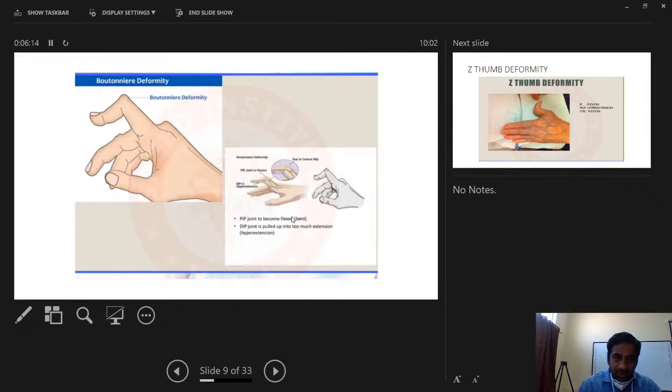So just remember, okay. You can remember it this way. Boutonniere: PIP is flexed, DIP is extended. Swan neck is exactly the opposite: DIP is hyperextended, PIP is flexed. If you remember this one, that one you can easily remember.